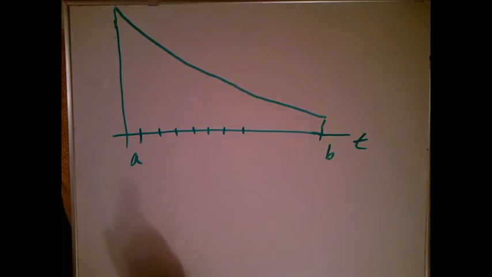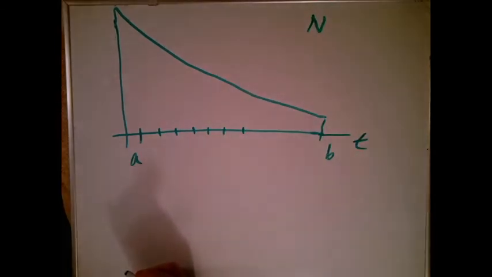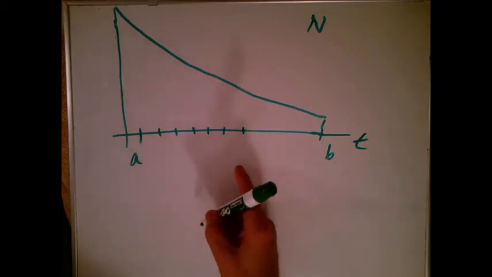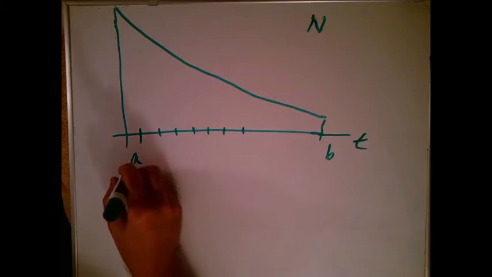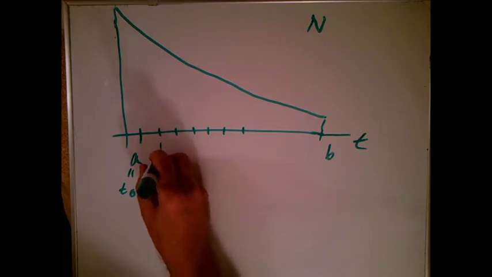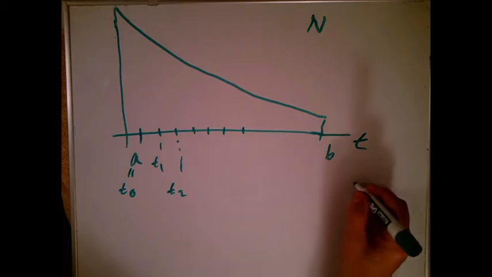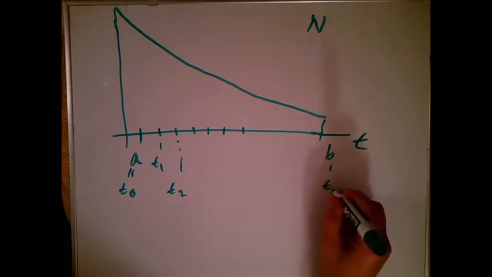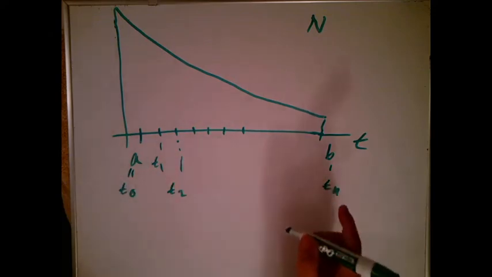Now, usually what you do is you chop it up into n pieces. So n is always going to be the number of rectangles. Now, each of these is a value of t, but they're different. And so what happens is we give them names. We always call the very first one t0. We call the second one t1. We call the third one t2, etc. And when you get to the very, very last one, that's tn. So A is always t0, B is always tn, and each one of these has a name.